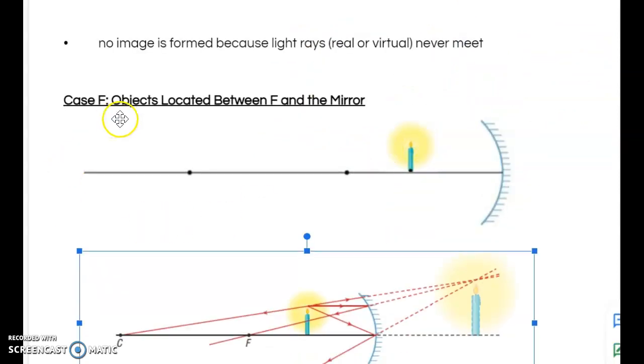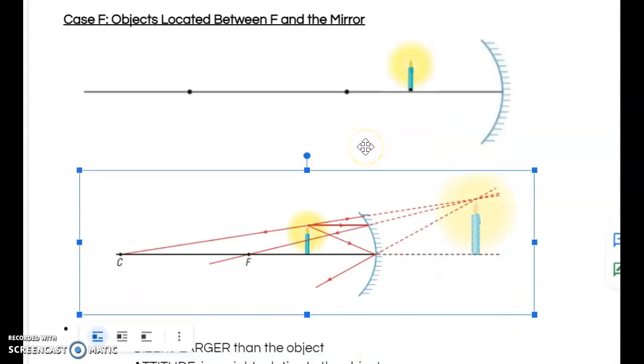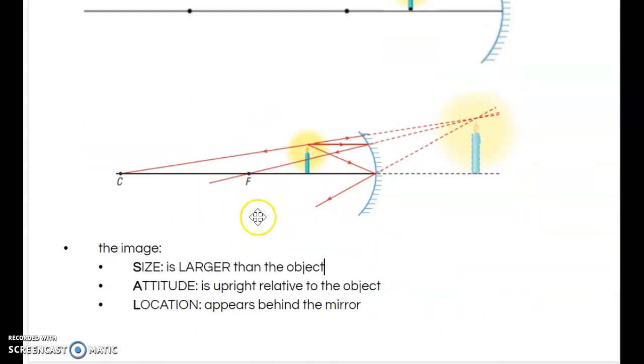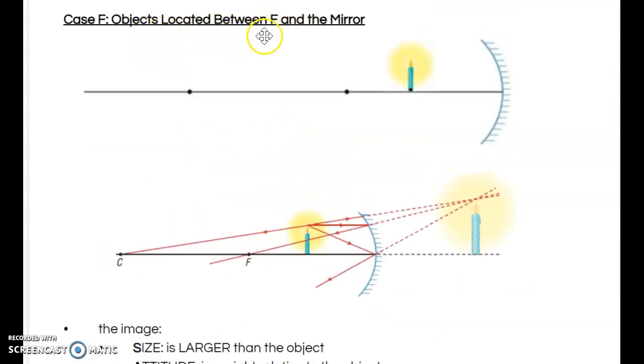There is one more case, where the object is located between F and the mirror. This would be the example you would use when you are looking in the bathroom concave mirror, trying to pluck your eyebrow, trying to get really, really close. The closer you get to that mirror, the larger your face appears and the bigger your hair follicles appear, and it makes it easier to pluck that one specific hair follicle. That's the kind of mirror you're using here. For this one, you're going as close as possible, so you're between the focus and the mirror.